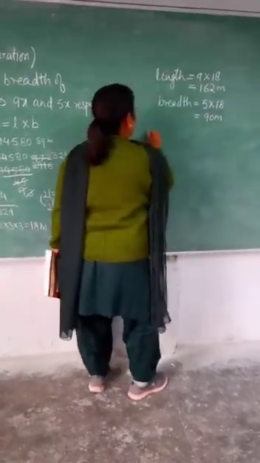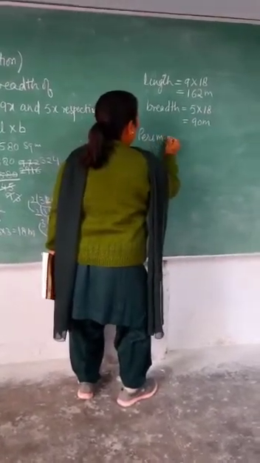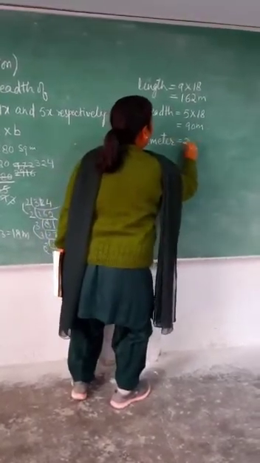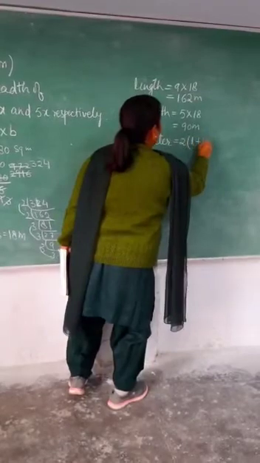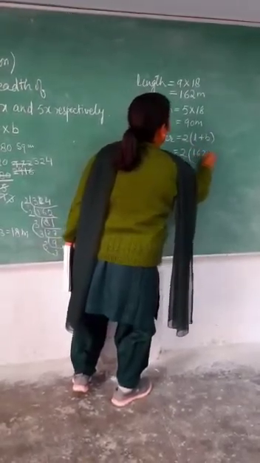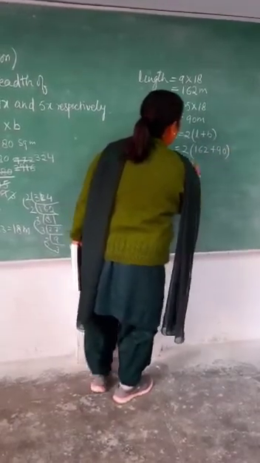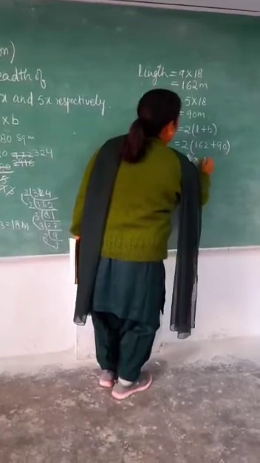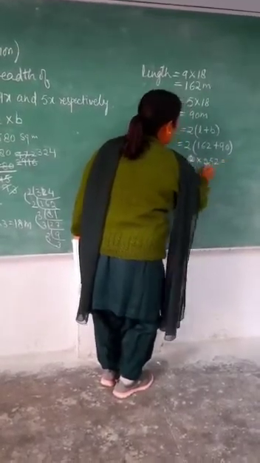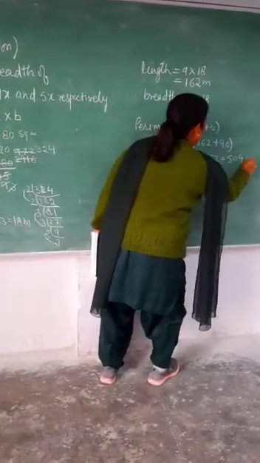Now we find out the perimeter of this, because we have to fence the rectangular field. The formula for perimeter is twice length plus breadth. So this will be equal to 2 into length 162 plus 90, which is 2 multiplied by 252, which equals 504 meter.